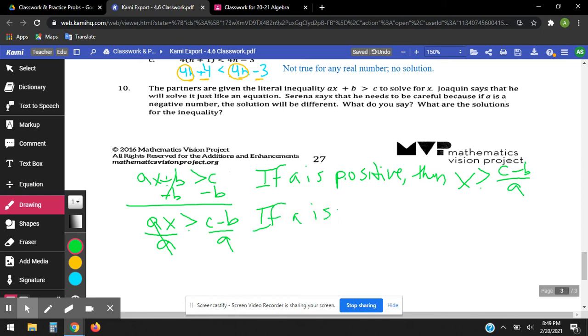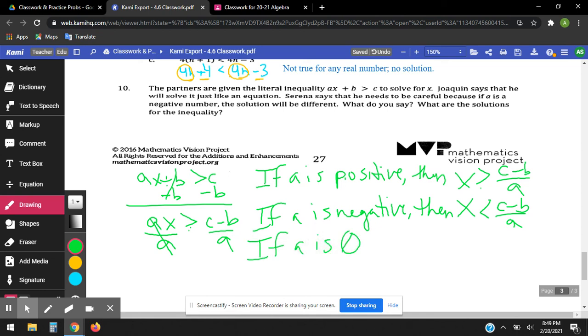If a is negative, then I have to switch my sign. So x would have to be less than c minus b over a. So yes, it does make a difference. What if a is 0 though? If a is 0, then can we divide by 0? Nope. Then no solution. So isn't it saying b is bigger than c, and we don't really know if that's true or not. We can't divide by a.